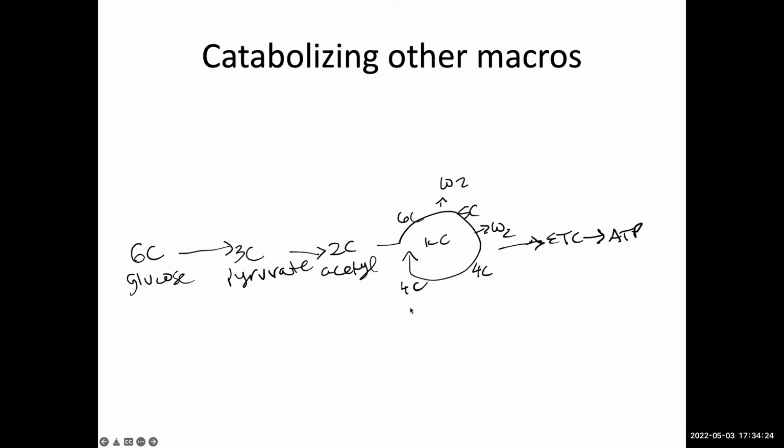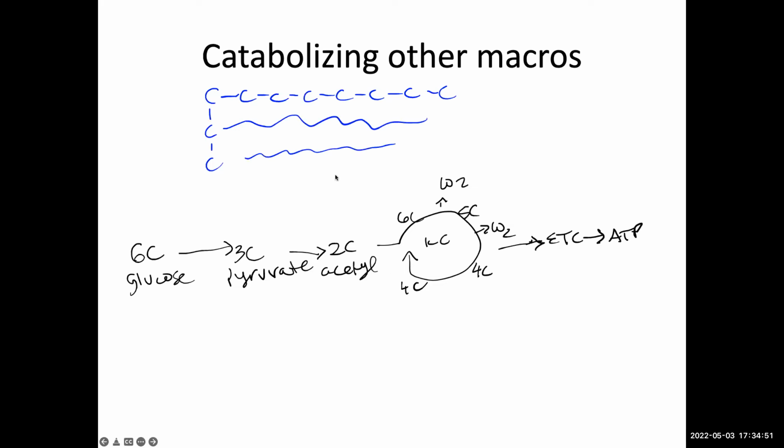And then in the Krebs cycle, oxaloacetate right here is a 4-carbon molecule. When you add acetyl to it, you form a 6-carbon molecule, which is citrate. And then you subsequently remove a carbon, creating a 5-carbon intermediate, remove a carbon, restoring the 4-carbon form. And this is going to be important when we think about where these other macros come in, because if you know anything about biochemistry or nutrition, then you may remember what a triglyceride or a fat looks like.